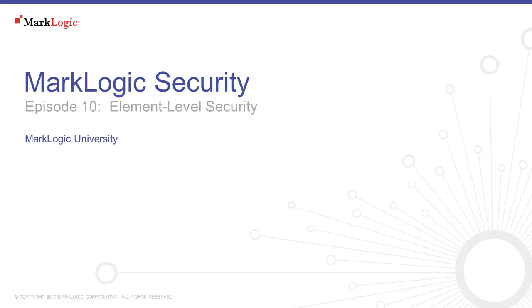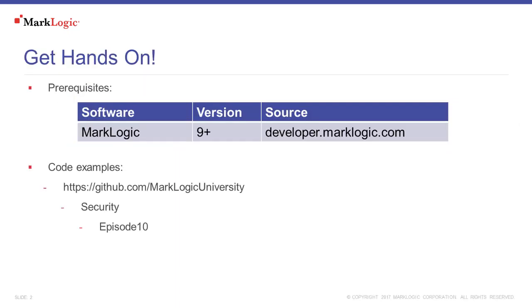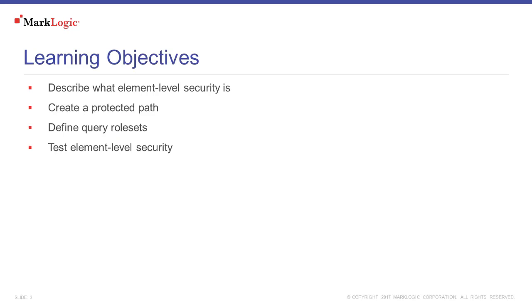In this episode, we're going to explore element level security. To follow along with the hands-on exercises, make sure you've got MarkLogic 9 downloaded and installed. You can also download the code examples from the MarkLogic University GitHub site, look for the security project, and check out episode 10. In this video, we're going to describe what element level security is, create a protected path, define query role sets, and test element level security.